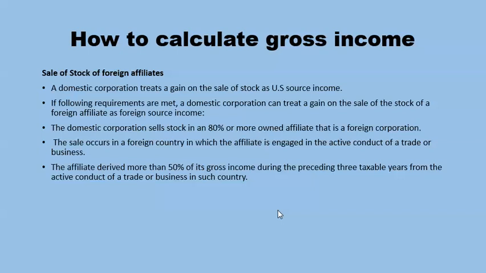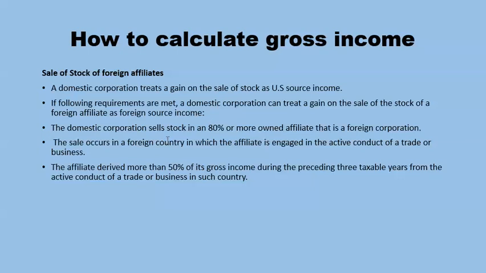Sale of stock of foreign affiliates. A domestic corporation treats a gain on the sale of stock as U.S. source income. If the following requirements are met, a domestic corporation can treat gain on the sale of the stock of a foreign affiliate as foreign source income.